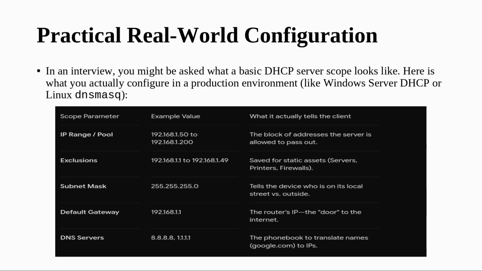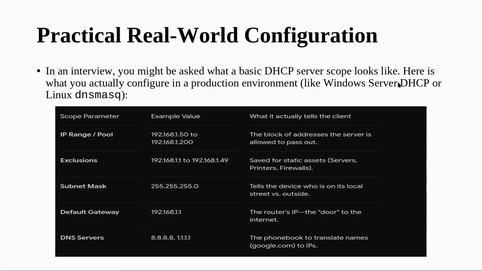Another is the subnet mask. It basically tells the device who is on its local street and who is outside. Another is the default gateway. It is like a door to the internet. Another is the DNS server. It is like a phone book that translates names like google.com to IP addresses. So basically that is used.